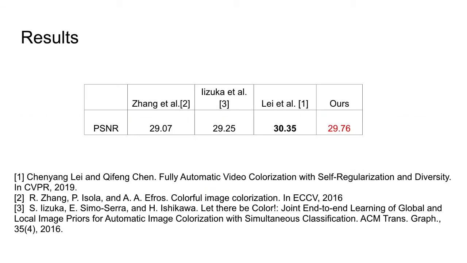We choose 2 single image colorization methods, Zhang's work and Lizuka's work, which we also introduce in related work, and another single image method, Lei's work, as baseline. From Table 1, we find that our method outperforms the 2 single image baselines on PSNR and achieves similar performance compared with Lei's method. However, our method is much faster than this method because we do not need to compute the optical flow and refine the result again at the test stage.